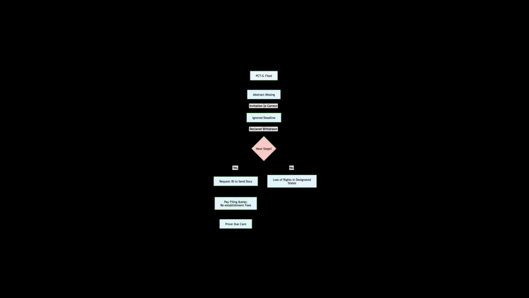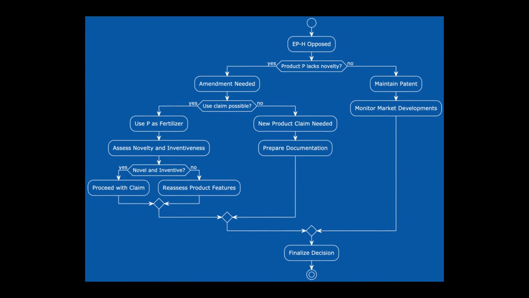Discussion. Why withdrawn? The abstract is a mandatory part of the application. Missing the deadline led to withdrawal, which means the application loses effect in designated states. Reviving the application. The EPO allows re-establishment of rights. Applicant G must request the International Bureau to send documents, pay the necessary fees, and demonstrate that all due care was taken. Question 6. Amending a patent during opposition.